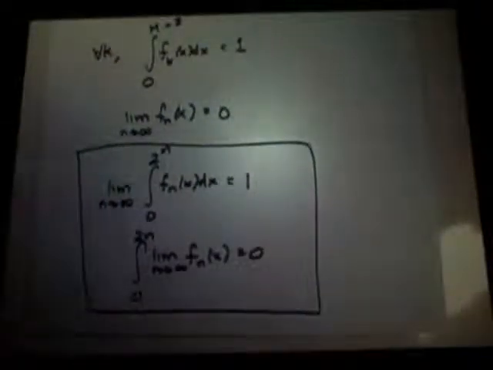So the limit as n goes to infinity of the integral from 0 to 2 to the n of f sub n of x dx is 1. But the integral from 0 to 2n of the limit as n goes to infinity of f_n of x is 0. So if you take the limit first, you get nothing but zeros.